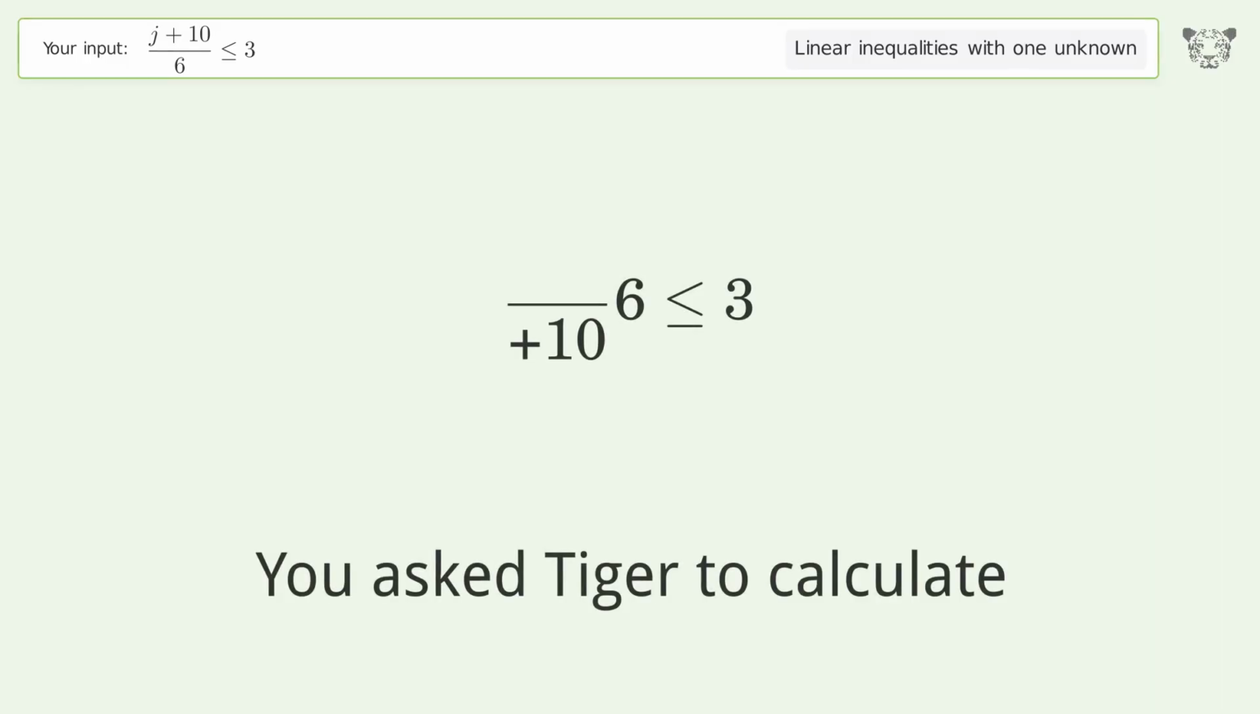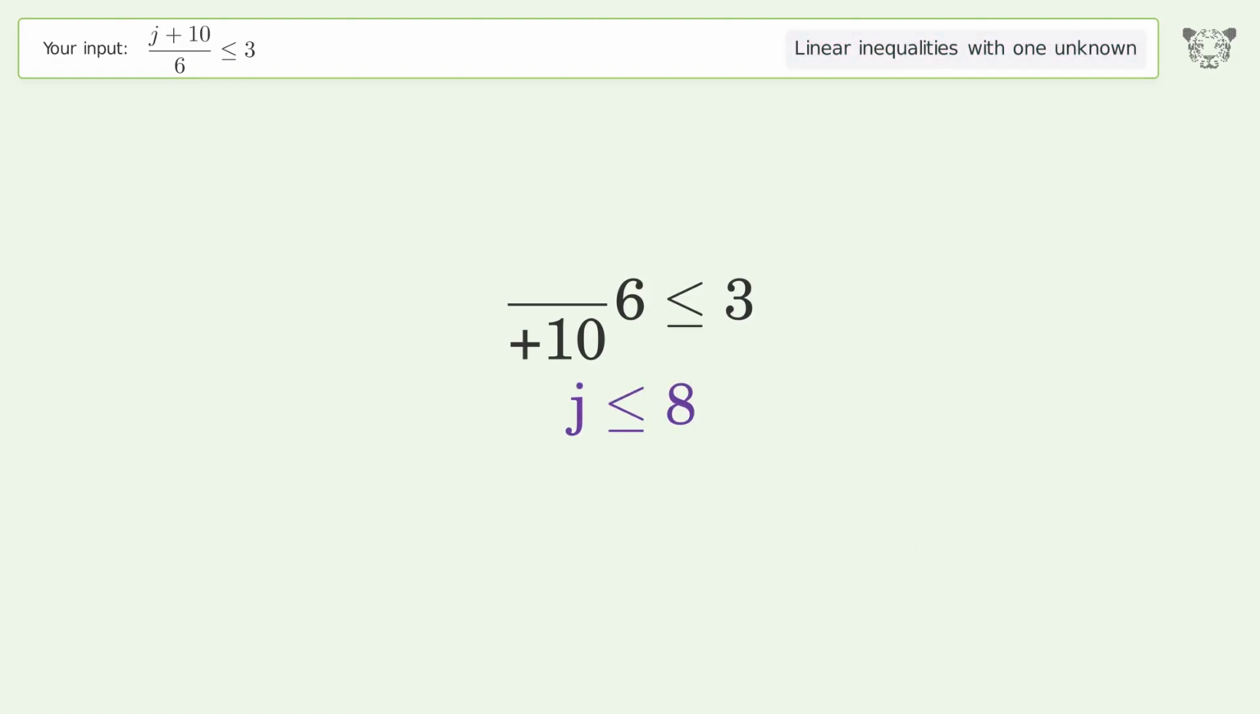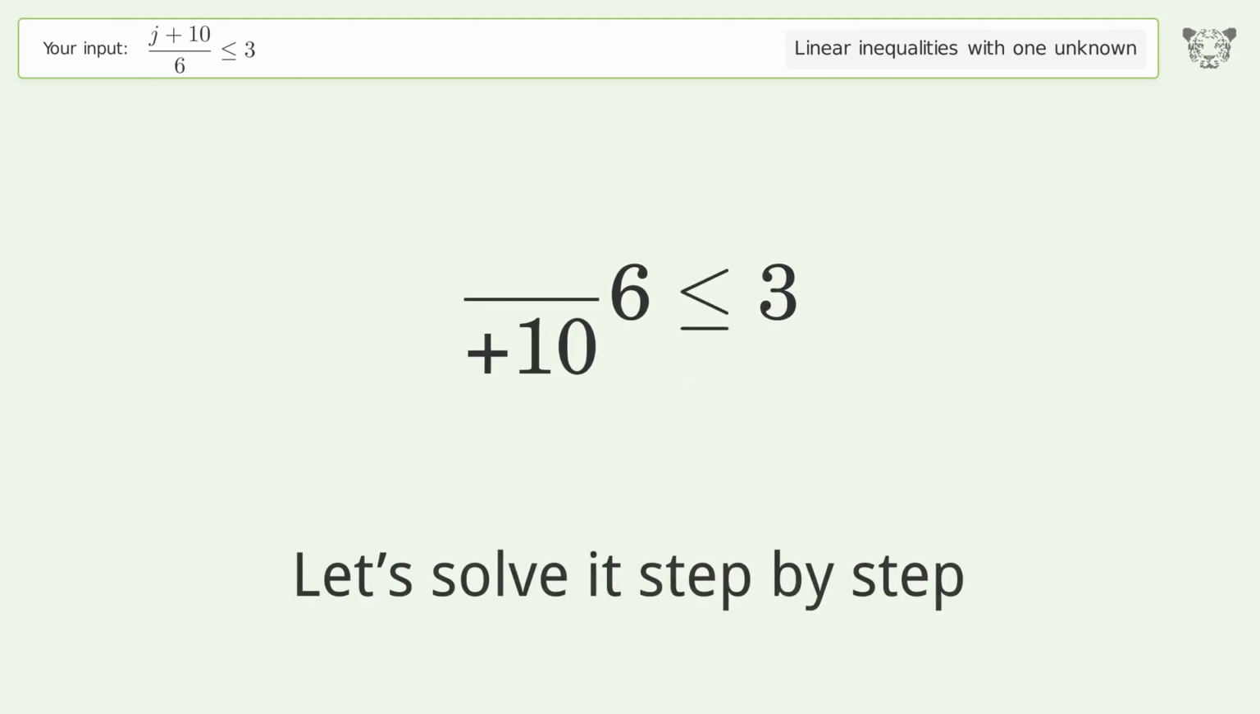You ask Tiger to calculate. This deals with linear inequalities with one unknown. The final result is j equal or smaller than 8. Let's solve it step by step.